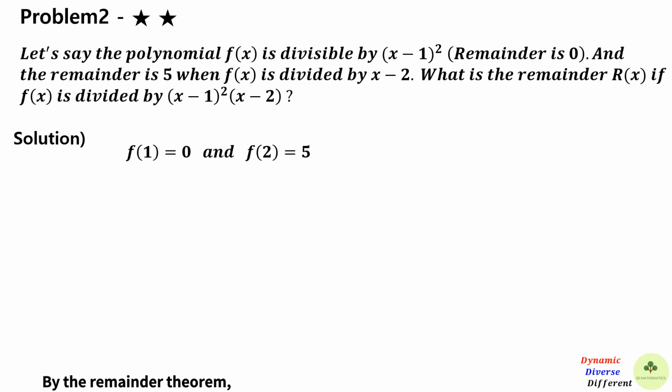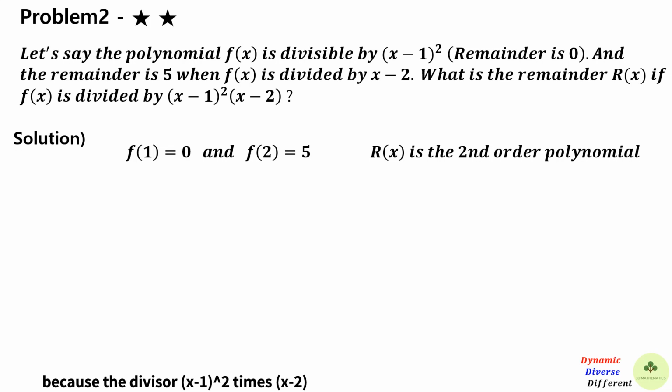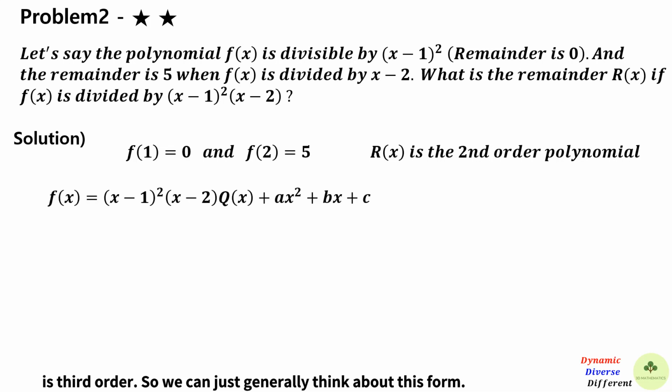By the remainder theorem, what we can get from the problem is that f of 1 is 0 and f of 2 is 5. And we know that the remainder r of x should be a second order polynomial because the divisor x minus 1 squared times x minus 2 is third order. So we can just generally think about this form, the general form of second order remainder, right?